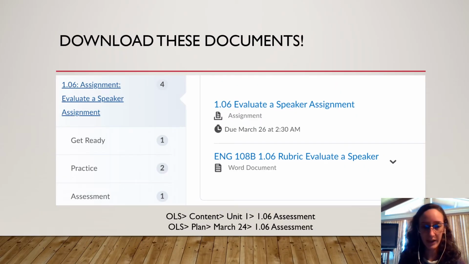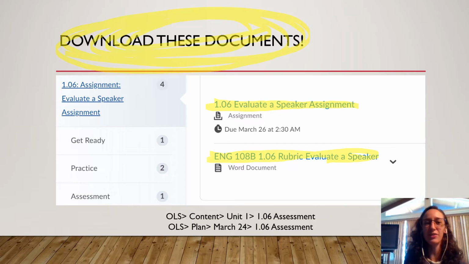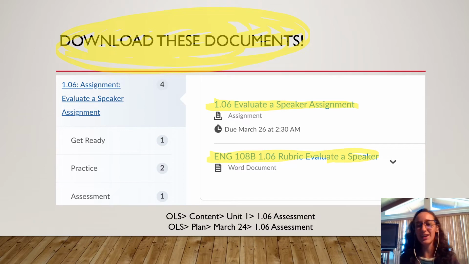This is something that I cannot stress enough. When you get to this page for the 1.06 assignment, you have two things to download. So there is this 1.06 Evaluate a Speaker assignment. Download that. There is also this English 108B 1.06 rubric. Download that too. That is how we're going to be grading you. So once again, cannot stress this enough. Download all of these documents whenever you see anything in that assessment or assignment folder and something is due and worth points. Download the whole shebang.